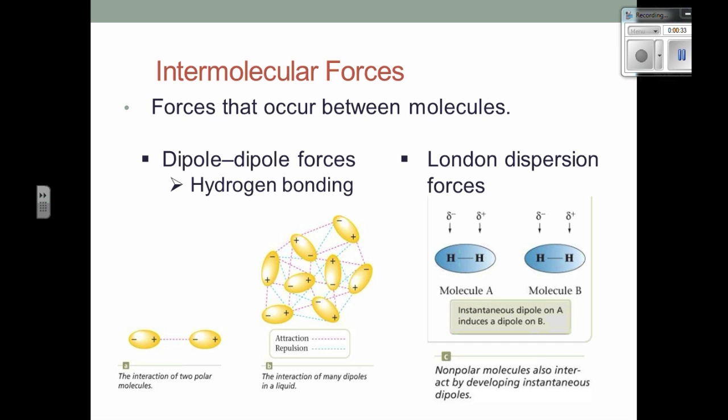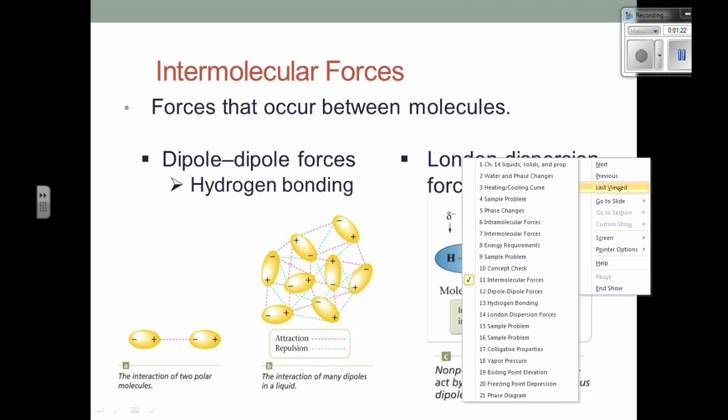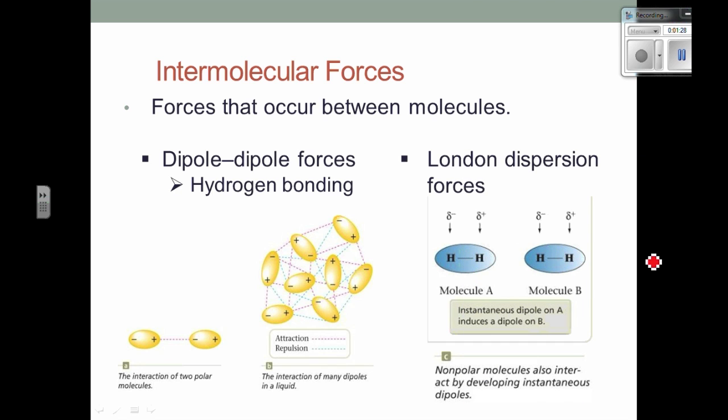We have dipole-dipole forces, which are just similar to hydrogen bonding, which is a hydrogen bond. And then London dispersion forces. So the dipole-dipole forces, you can see on the left side, the interaction of two polar molecules. Is water a polar molecule? Yes. So I'm going to draw a water molecule in the top right corner.